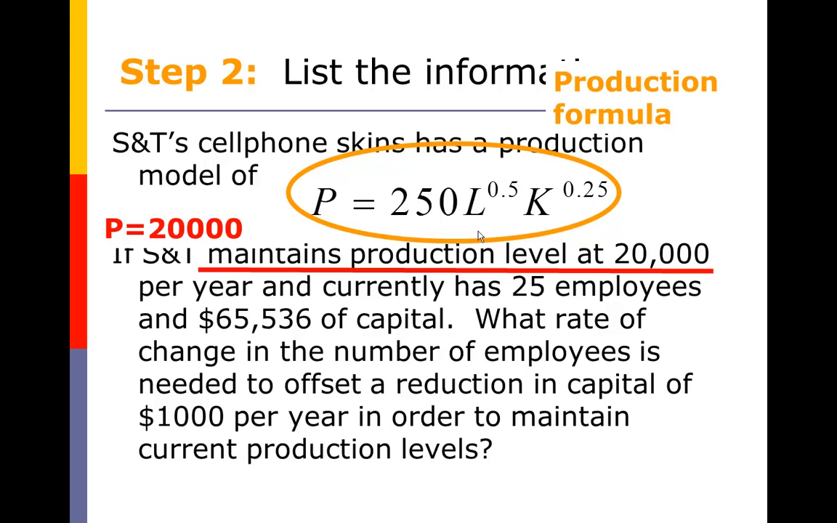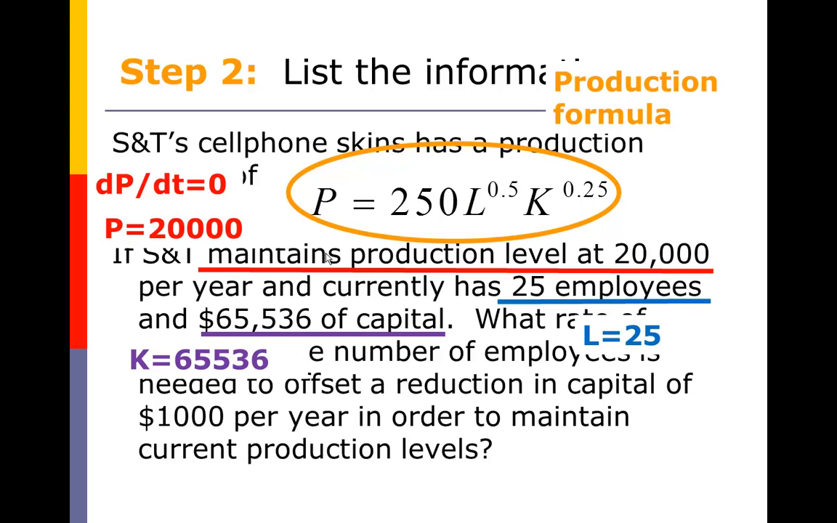The other thing that I'm looking for is the word here, maintains. Okay, maintains means that our production level is not changing. And when our production level doesn't change, that means the derivative is equal to 0. So we get automatically dP/dt is equal to 0. That derivative of production with respect to time will be 0 because we're maintaining, we're not changing that production level.